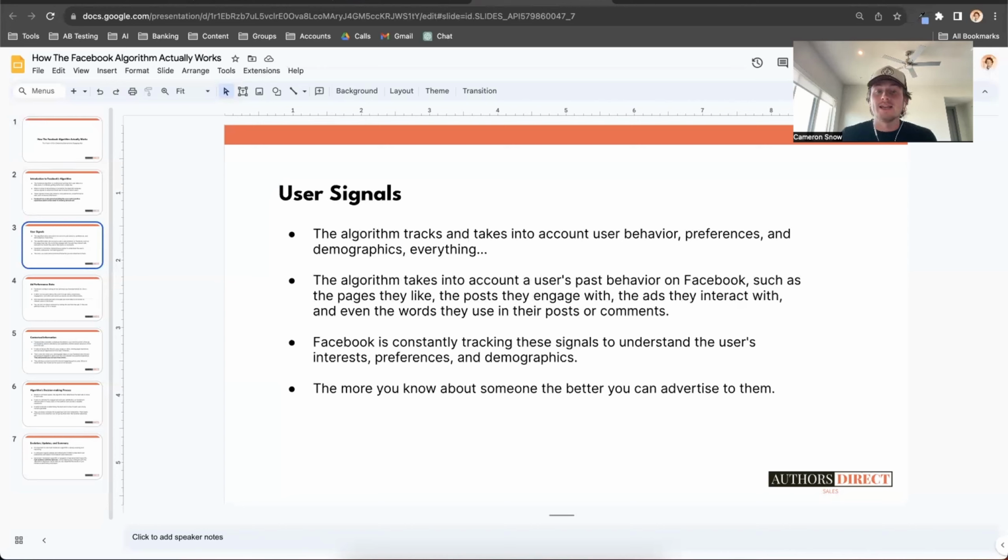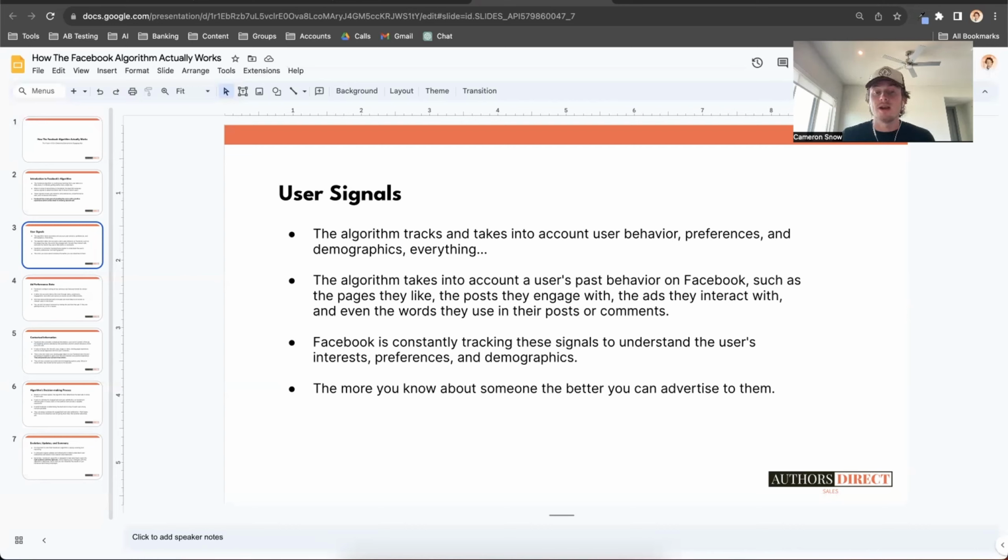And the algorithm will take into account any past behavior on Facebook. They know since you created your profile, pages you've liked, posts you've interacted with, pages you've interacted with, ads you've interacted with, things you've purchased through an ad, words that you're using in your posts and your comments. They're taking all of this data in to be able to provide a better user experience for every user.